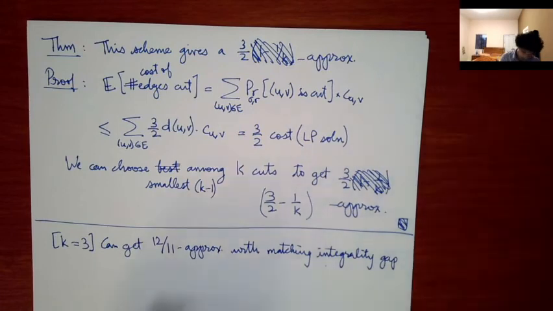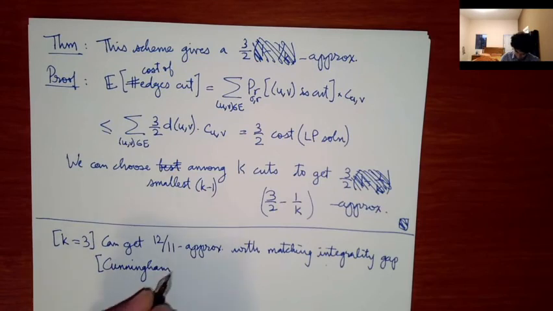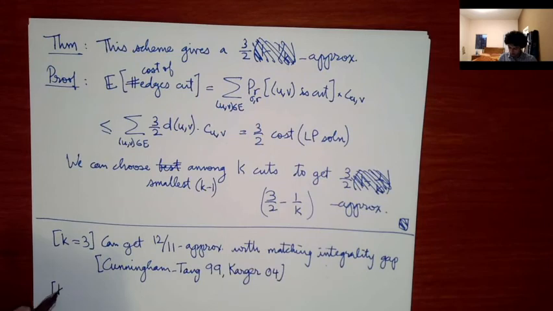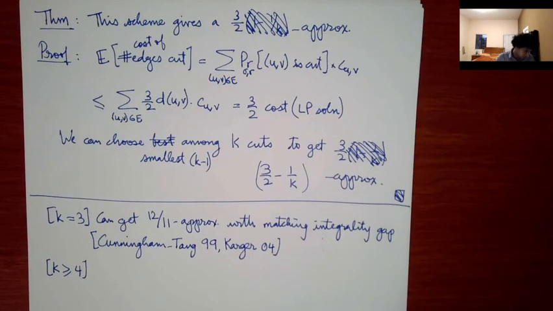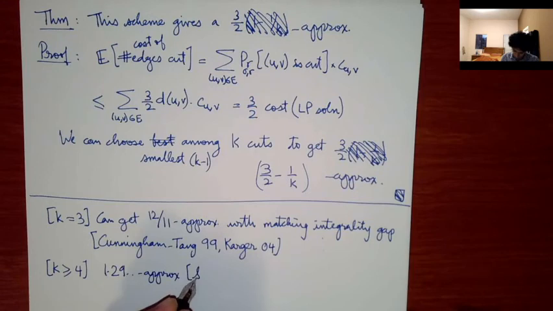And this is by Cunningham and Tang in 99 and Karger in 04. For k greater than or equal to 4, the story is pretty complicated. It's not yet resolved, and I've dug out some fairly recent papers that have talked about this. You can get something like a 1.29 approximation, and this is by Sharma and Vondrak in 2014.